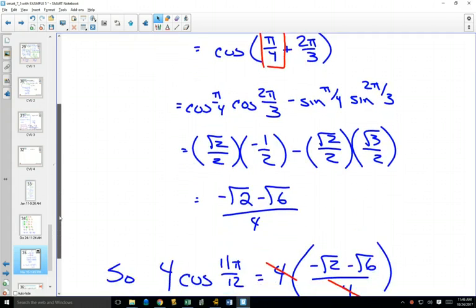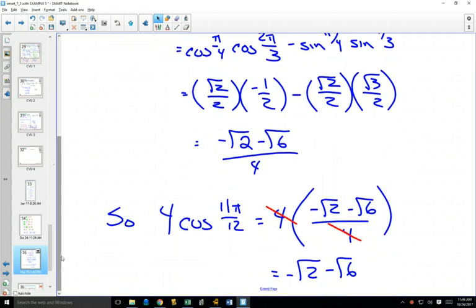Multiply it all out, you get your root 2, your root 6, and your 4. The minus signs are what is different this time. And so once you've figured out 11 pi over 12, then 4 times cos of 11 pi over 12 will just be 4 times this answer. Your 4's simplify, and you get negative root 2 minus root 6. Question number 7 has some more of these for practice.